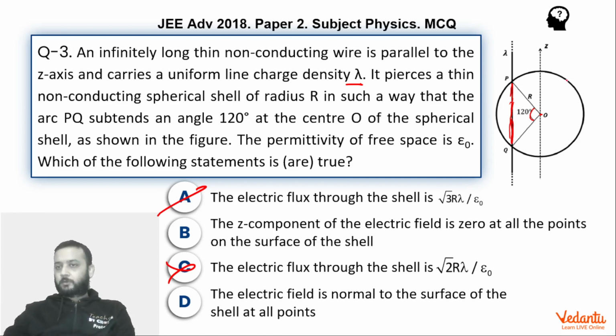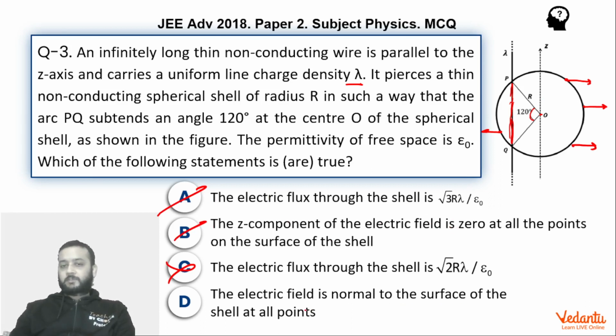So if you talk about this point, it will not have any z component. At this point the field will be in this direction, at this point in this direction, similarly at this point in this direction. So you can see it doesn't have any z component. The z axis is taken in this direction. So there is no z component whatsoever. So option B is correct. That component of the field is always 0.